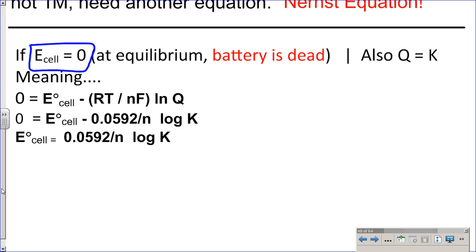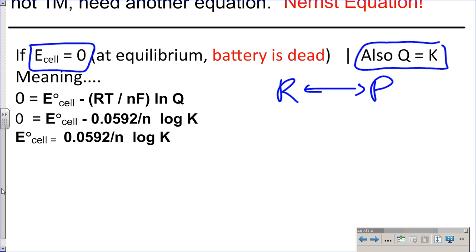So a dead battery means it's at equilibrium, because whatever our reactants and products were, no forward or reverse reaction is favored over the other. If nothing's favored, the battery's not doing anything. So we can calculate other things from that situation, because it is equilibrium. From that situation, we can calculate the equilibrium constant K. We just said E cell is 0, and at equilibrium, Q is equal to K. That's nothing new.